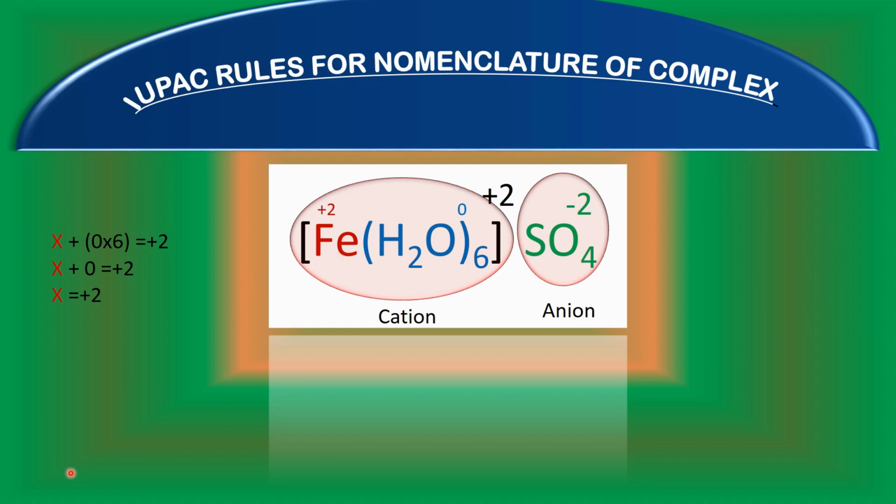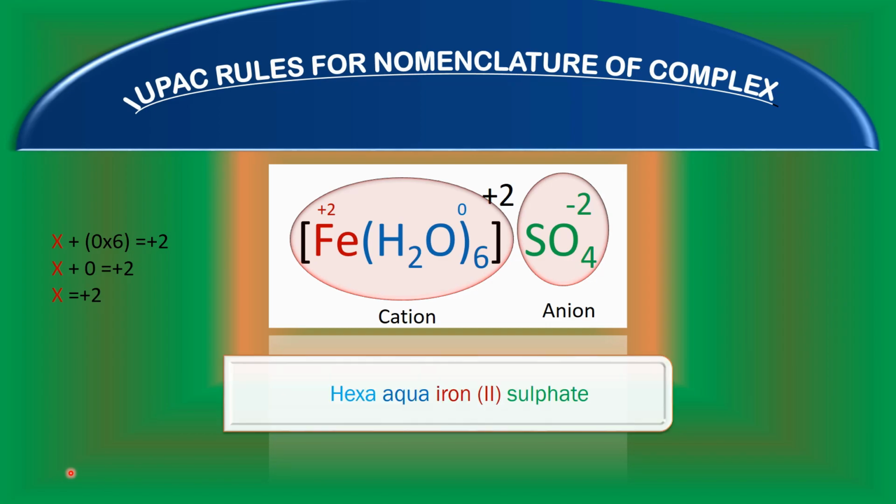To write down the name of this complex, first write for 6 waters, hexaaqua, and for the metal iron the name will not change because the coordination sphere is positively charged. So iron is placed as it is, and then the oxidation state of iron in this complex, which is +2, is written in Roman numerals in parentheses. Finally, the anionic part, that is sulfate. So this example of the complex is named as hexaaqua iron(II) sulfate.